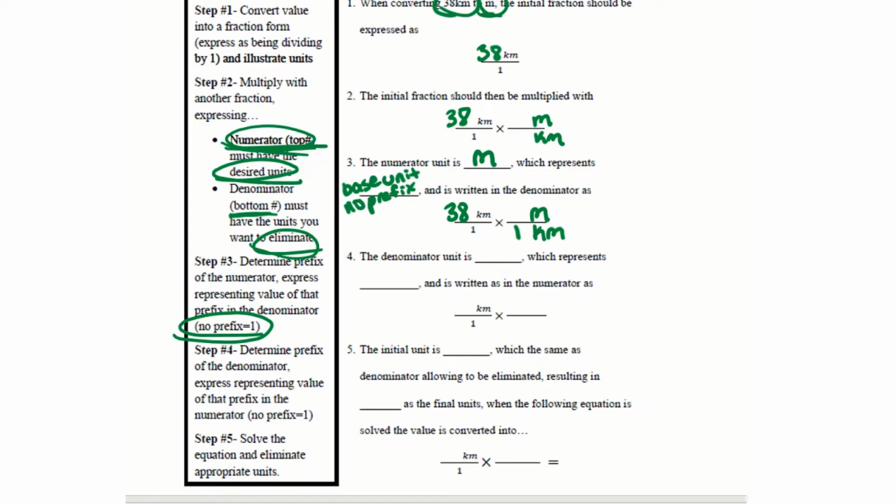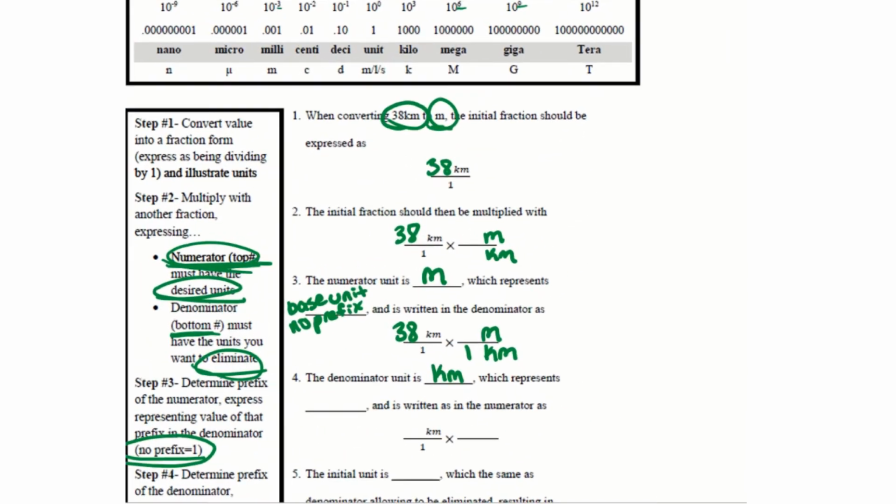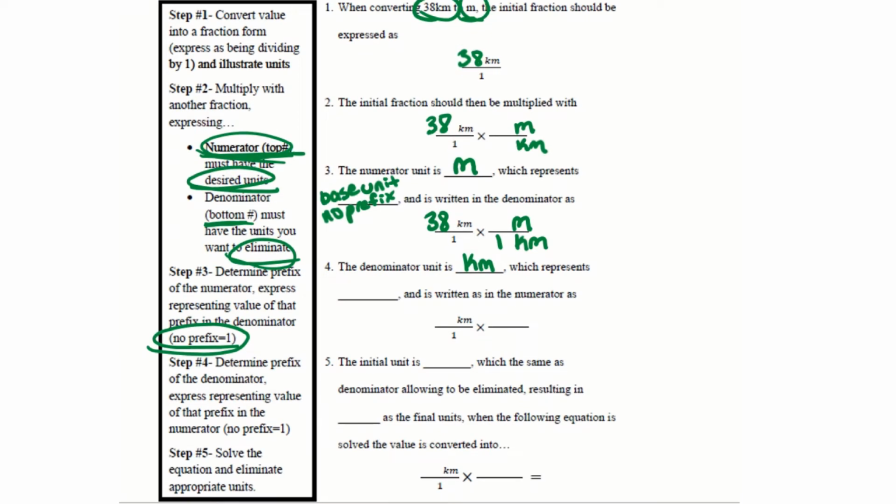Okay, so now I'm going to say number 4, the denominator unit is, and I know that the denominator unit in this case is kilometers, and it is representing what? Well, if you don't remember what it's representing, you can go back to the chart that we were looking at in the beginning and look at kilo. And kilo represents 10 to the 3 or 1,000. I'm just going to represent it by 1,000.